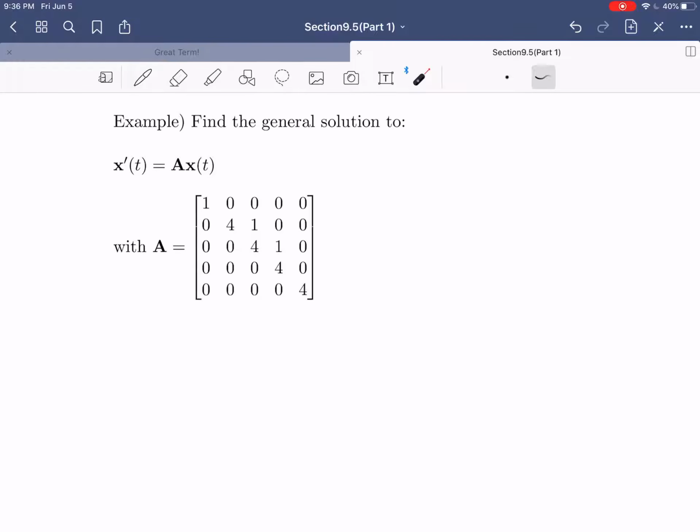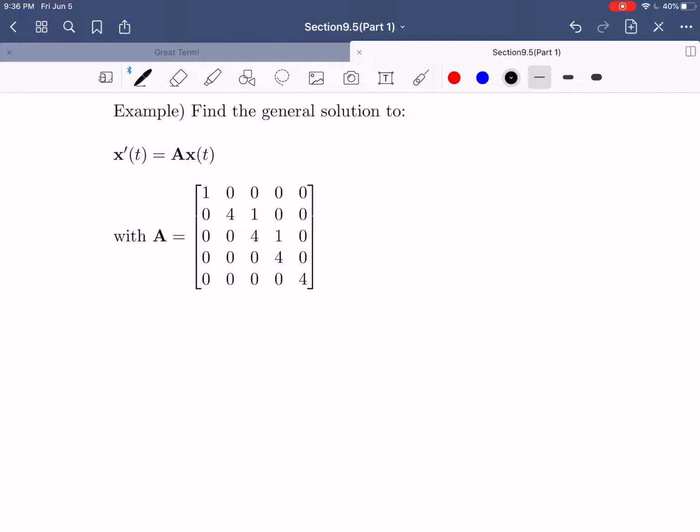All right, so we want to try to find the general solution to this crazy thing here, right? This matrix that is 1, 0, 0, 0, 0, 0, 4, 1, 0, 0, 0, 0, 4, 1, 0, 0, 0, 0, 4, 0, 0, 0, 0, 4. And when we do this example, we're going to make sure that we compare and contrast it to the previous one. So let's go ahead and determine the eigenvalues.